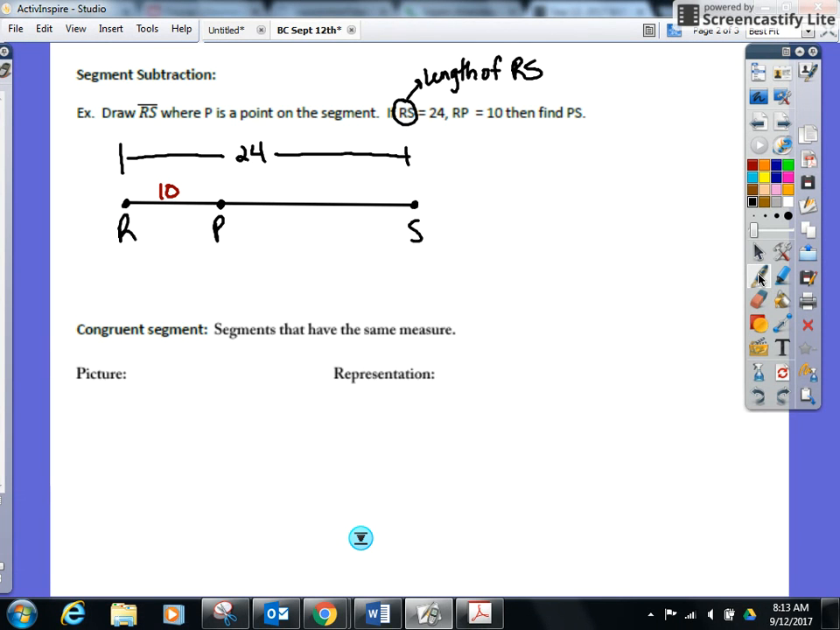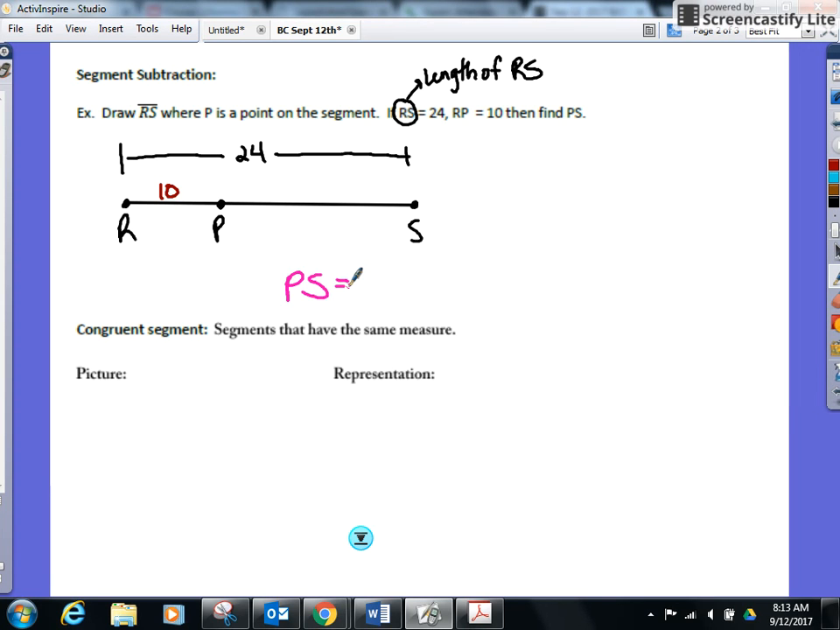Ready to go back to segment subtraction where we actually started today. Again, the whole thing was 24. I gave you RP was 10, and now I'm looking for PS. Easy way to find PS: 24 minus 10. Distance of PS, 14, no issues. All right, questions?